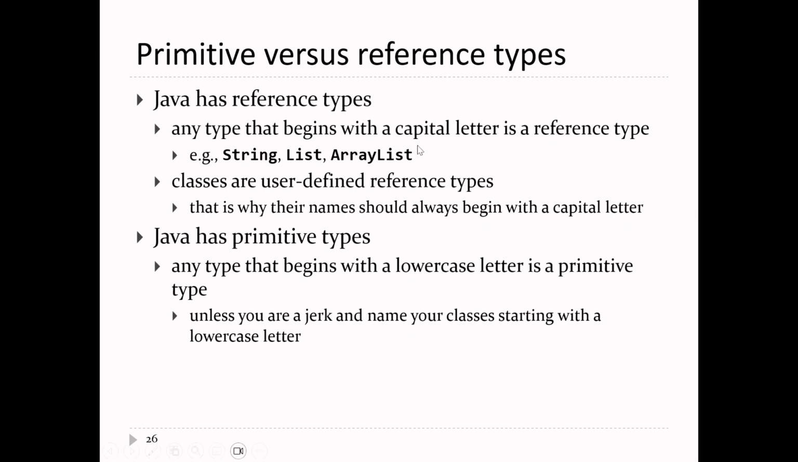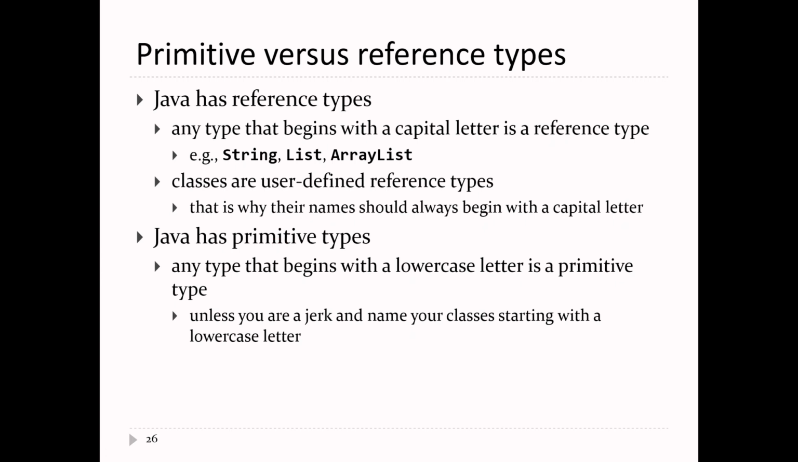Any type that begins with a capital letter, something like String, or something like List, which I'll show you in a little bit, or ArrayList, anything that begins with a capital letter, those types are called reference types. Whenever you make a class, you are making a reference type. So classes are just user-defined reference types. That's why Java programmers use this convention: when you make a class, name it with an uppercase letter. That way everybody knows it's a reference type object.